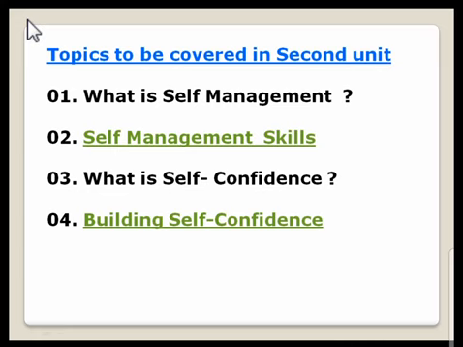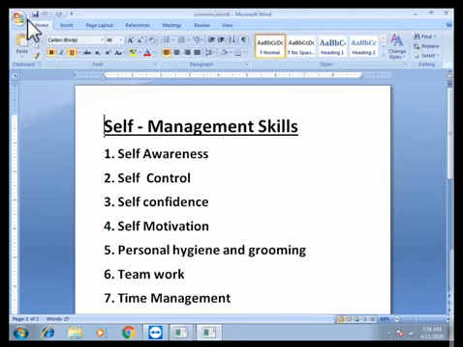Now, the second part of second unit is self management skills. Self management skills contains 7 parts. First one, self awareness. Second, self control. Third, self confidence. Fourth, self motivation. Fifth, personal hygiene and grooming. Sixth, teamwork. Seventh, time management.